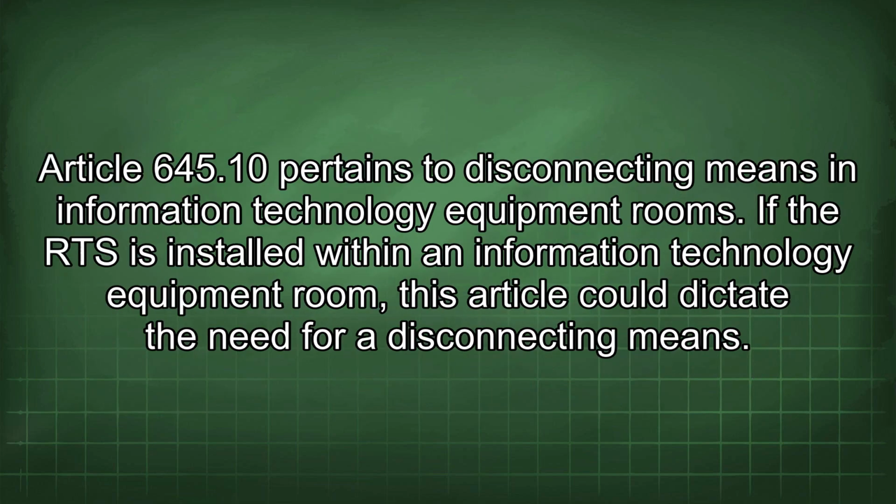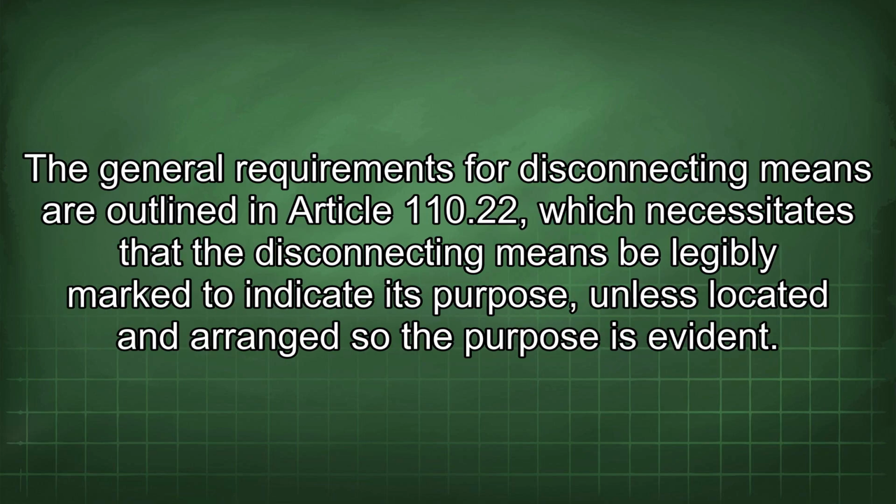Article 645.10 pertains to disconnecting means in information technology equipment rooms. If the RTS is installed within an information technology equipment room, this article could dictate the need for a disconnecting means. The general requirements for disconnecting means are outlined in Article 110.22, which necessitates that the disconnecting means be legibly marked to indicate its purpose, unless located and arranged so the purpose is evident.